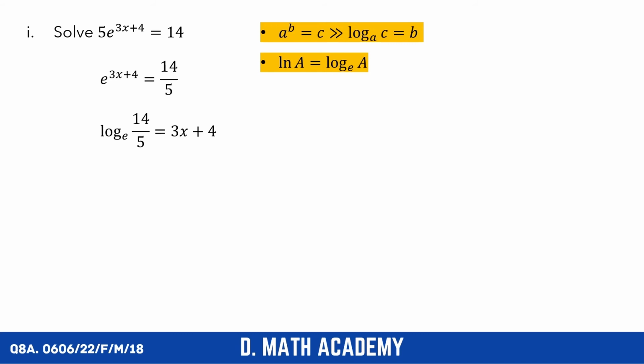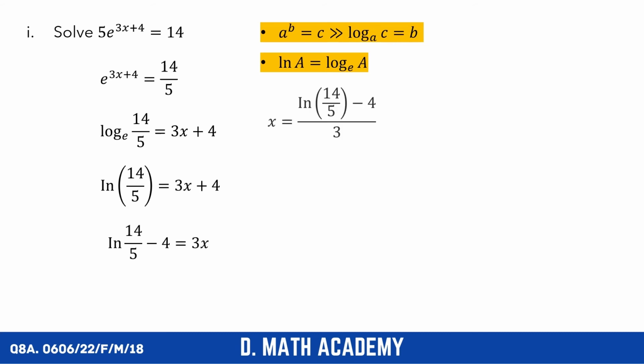So we have log with base of e, 14 over 5 equals 3x plus 4. Log with a base of e can be changed into natural logarithm. So x will now be ln 14 over 5 minus 4, and divide the entire thing by 3. And through the calculation, you get a final result as negative 0.990.